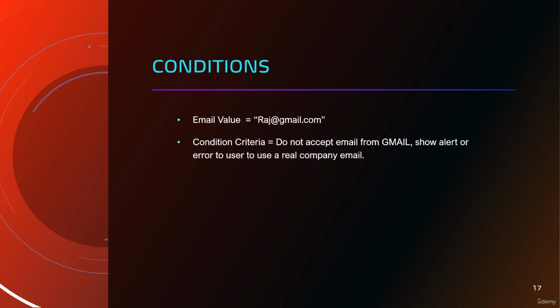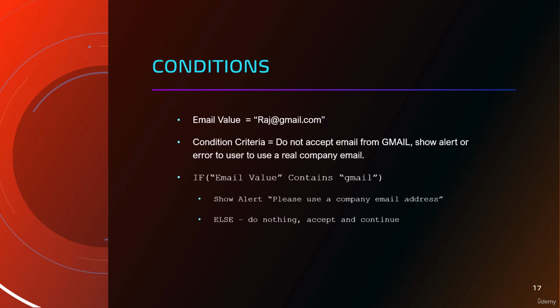Instead of just saying contains the word Gmail, a better use case would be at Gmail. That way you know you're getting an email address. You could show an alert or an error to the user to use a real company name. So this is what it might look like. And again, notice the quotes. If email value contains Gmail, show an alert: please use a company email address. Otherwise, don't do anything. Just go ahead and accept and continue.